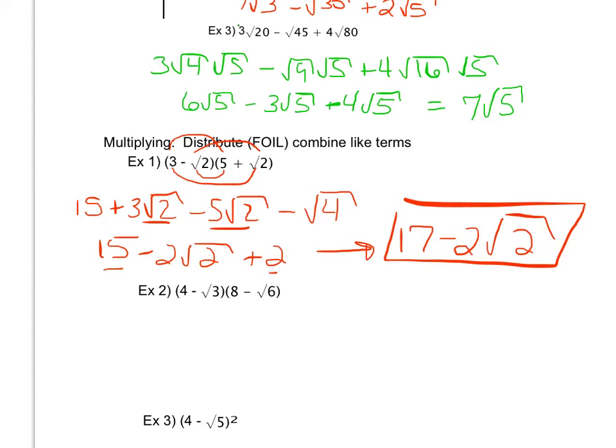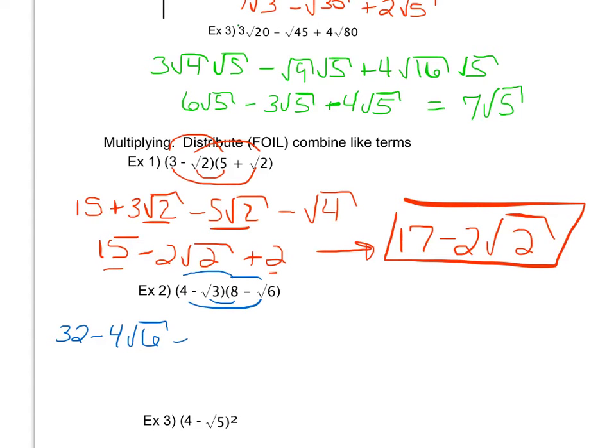I now have (4 minus the square root of 3) times (8 minus the square root of 6). Going through the same process, I'm going to multiply 4 by 8 and 4 by minus square root of 6, giving me 32 minus 4 square root of 6. Multiplying the minus square root of 3 by the 8 and the minus square root of 3 by minus square root of 6.